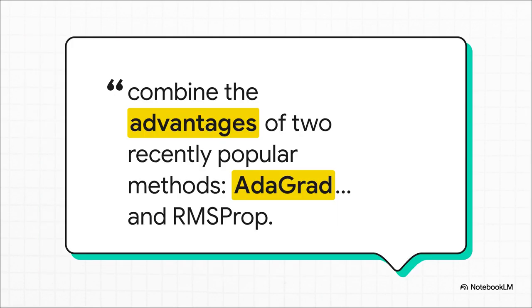Now, the creators, Diederik Kingma and Jimmy Ba, didn't just pull this out of a hat. As they say right there in their paper, Adam was this brilliant synthesis. It was specifically designed to take the absolute best parts of two other popular optimizers at the time, AdaGrad and RMSProp, and merge them into one powerhouse algorithm.